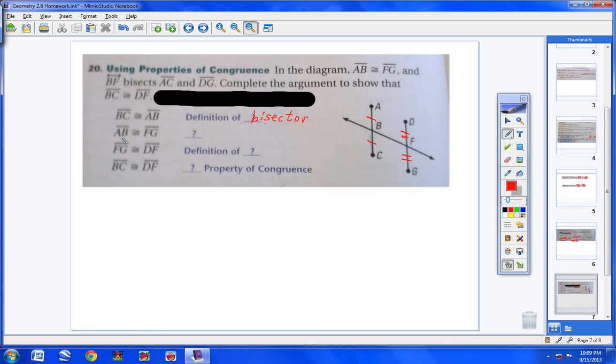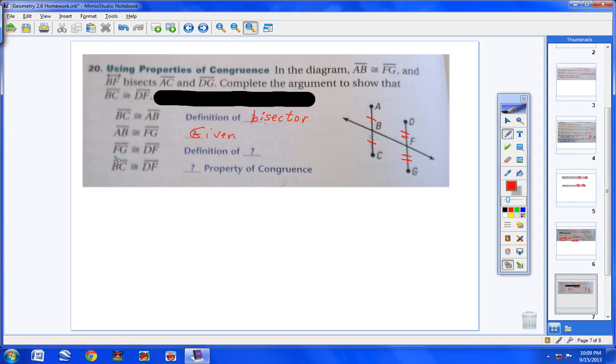Now, how do I know that AB is congruent to FG? Hey, wasn't that given to us right up here? See that? Look, it was given to us. AB is congruent to FG. So the reason I can write that is I can simply state it's one of my givens.